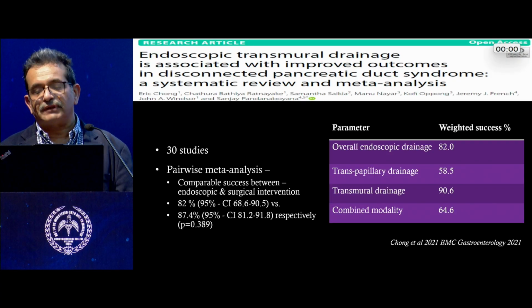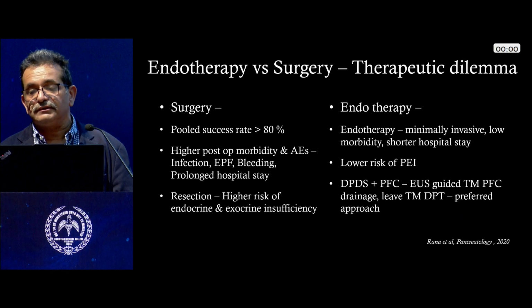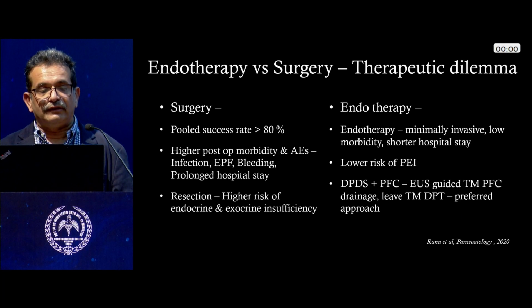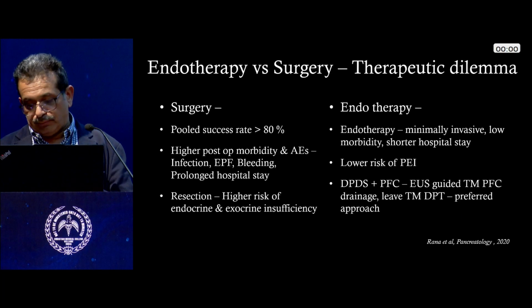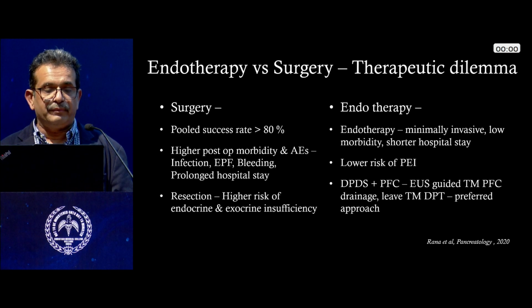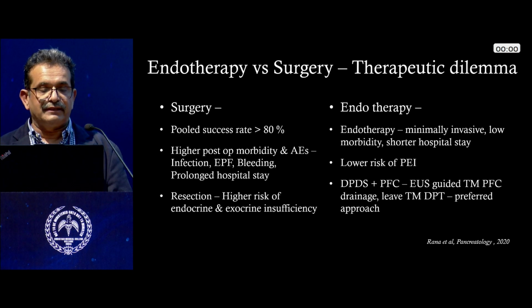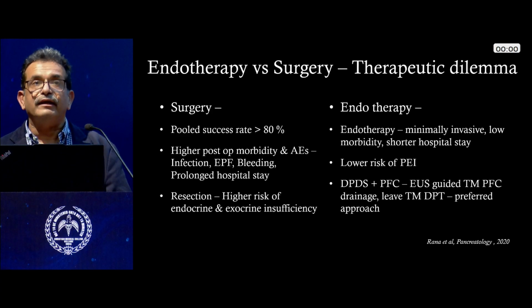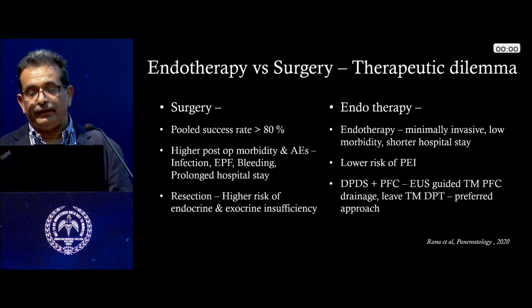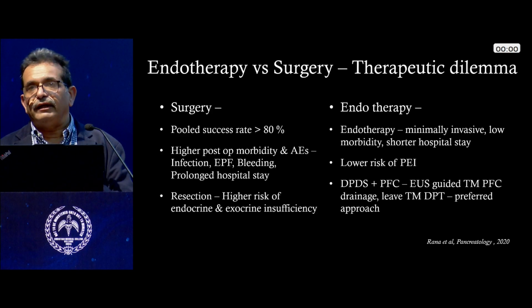A few slides about endoscopy versus surgery: we can see the role of endotherapy and the role of surgery, and the outcomes are quite comparable in this meta-analysis. What are the advantages of endotherapy versus surgery? With surgery, the pooled success rate is around 80 to 100%, but it has high postoperative morbidity and adverse events, and resection has a higher incidence of endocrine and exocrine insufficiency. Endotherapy is minimally invasive, with lower risk of PEI. However, it does become challenging and requires multiple sessions.